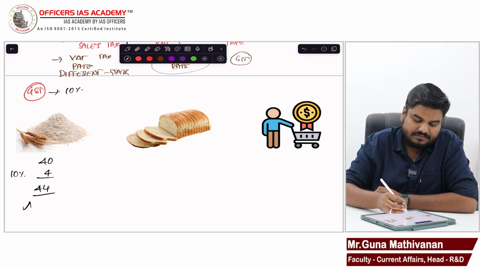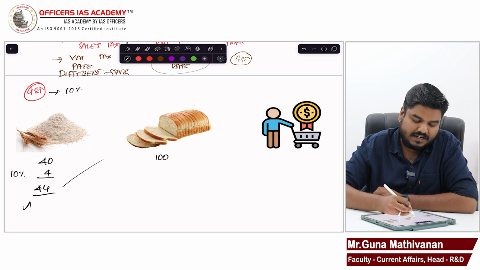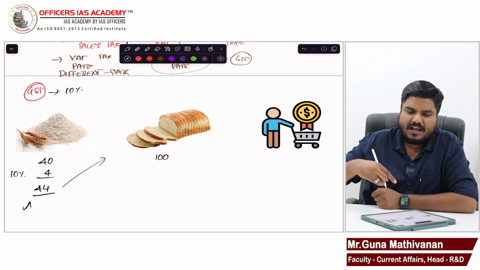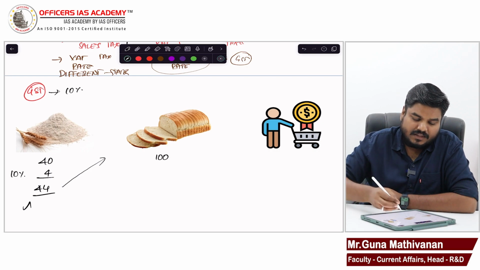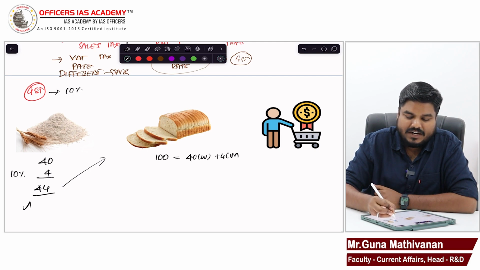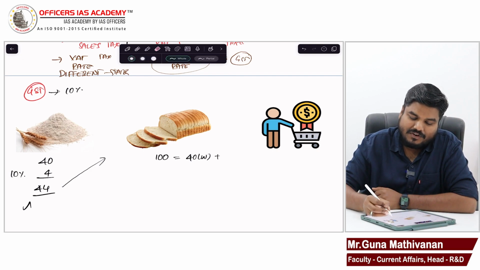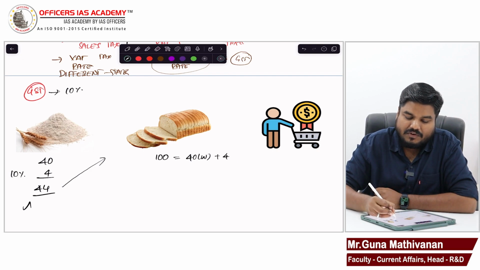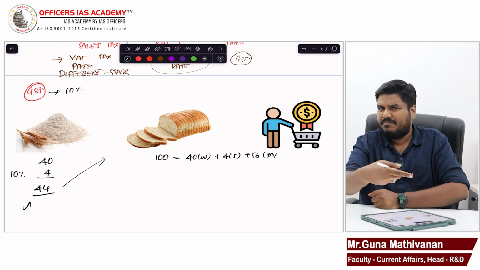When it comes to bread, 100 rupees. The bakery purchases 44 rupees worth of wheat and they produce 100 rupees worth of bread. So here, we all know that 100 rupees is nothing but 40 rupees of wheat, 4 rupees of tax and 56 rupees of value addition. We saw that in the previous example itself.